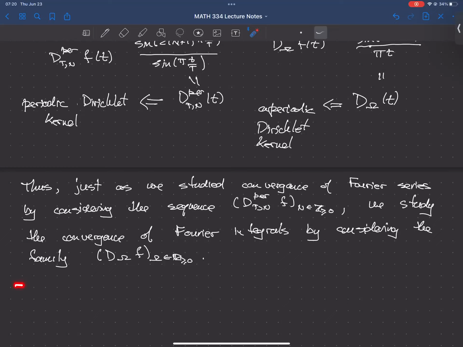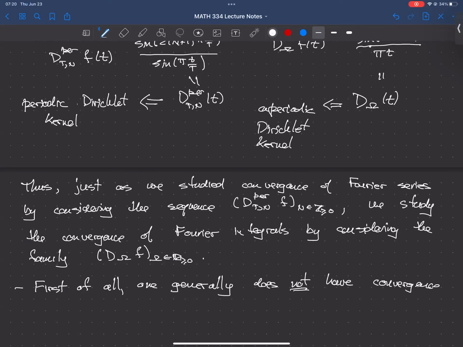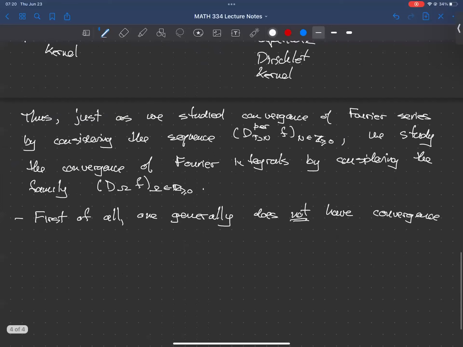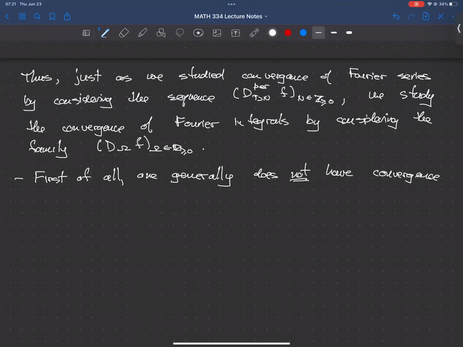Okay, so first of all, one generally does not have convergence. We had this discussion about Fourier series, about divergence of Fourier series, and I gave you a historical discussion: Kolmogorov's proof of the existence of an L1 function whose Fourier series pointwise diverged everywhere, divergence of the Fourier series in L1, and divergence of the Fourier series on a set of measure 0, even for continuous functions, okay?